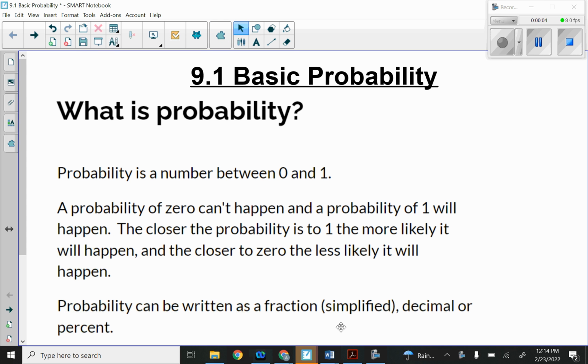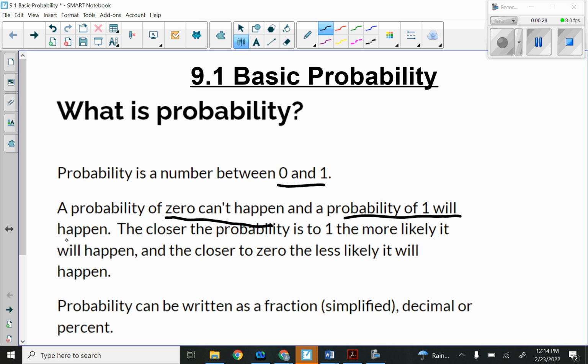In Unit 9, we're looking at probability. So 9.1 just focuses on basic probability. Probability will always be a number between 0 and 1. A probability of 0 can't happen. So if there's a 0% chance of something happening, then that means whatever that event is will not happen. A probability of 1 will happen.